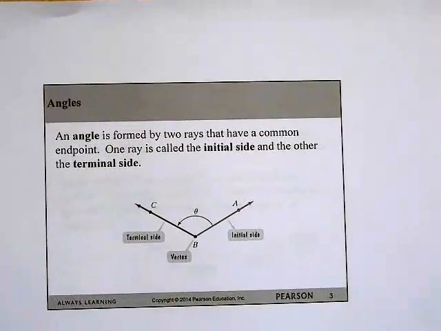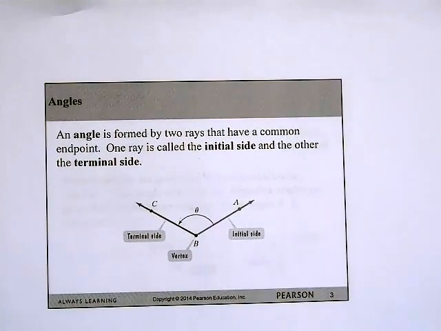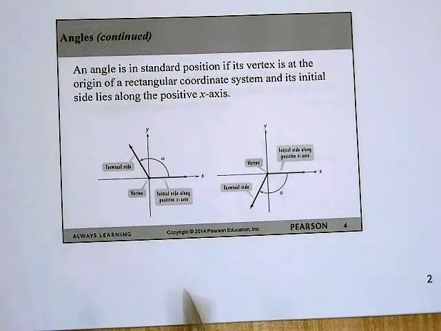First, they start off very, very basic. An angle is formed by two rays that have a common endpoint. One ray is called the initial side, the other is called the terminal side. An angle is in standard position. Now, this might be new to you. You might not have heard it before.